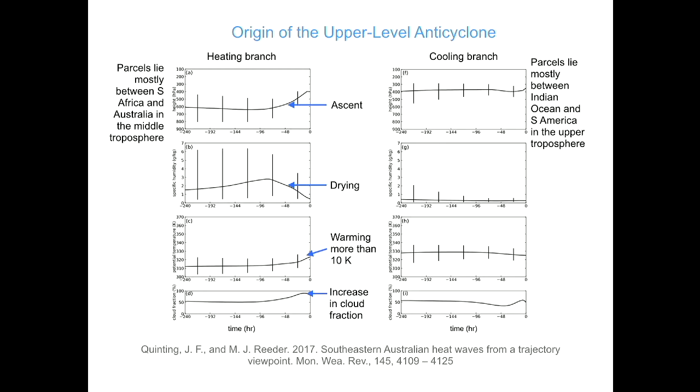And as they ascend, their potential temperature increases by more than 10 degrees. That's the signature of these parcels being lofted in convection. Now, we're talking about heat waves here, so it's looking like convective heating is important for heat waves. Whereas these other branches just vectored straight into the upper anticyclone. The increase in cloud fraction as well as drying are also indicative of convection.